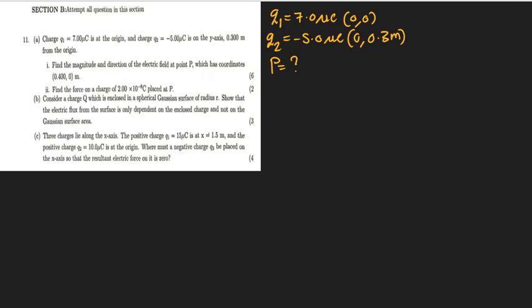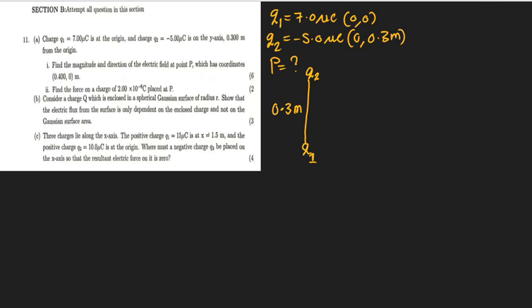This question has just been changed, but I'll show you just how to go about it. So look, the origin is where point Q1 is. So this is where Q1 is. Then we have been told that in the y-axis, this is where your Q2 is. And then the distance between Q1 and Q2 is 0.3 meters.